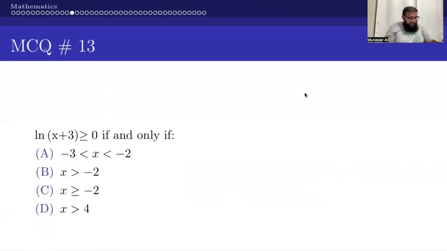Okay, MCQ number 13 is: log(x + 3) is greater than or equal to 0 if and only if... So log 1 is 0. And now I want x + 3 to be 1 or greater than 1.